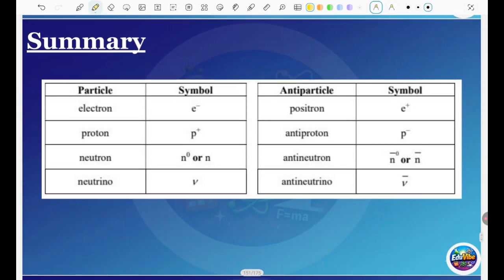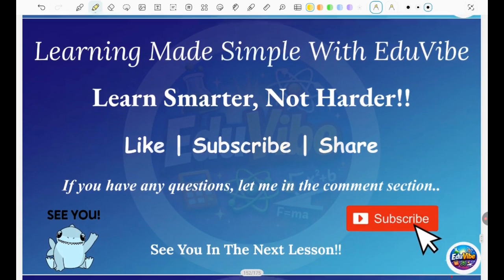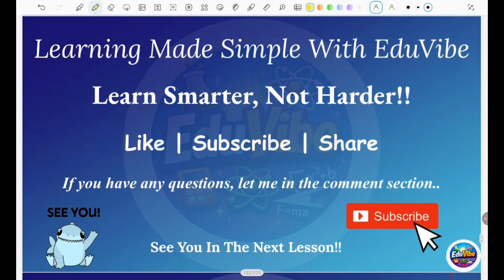This is a summary of some of the antiparticles and particles. Electron has the positron, proton has the antiproton, neutron has the antineutron, neutrino has the antineutrino, and these are the symbols of all the things. So you have to be careful about these things. That's all for this lesson, and we start the antiparticles topic and we involve that in the next lessons too.